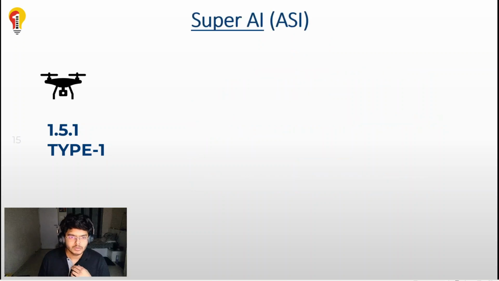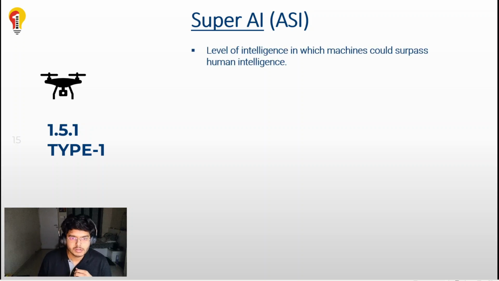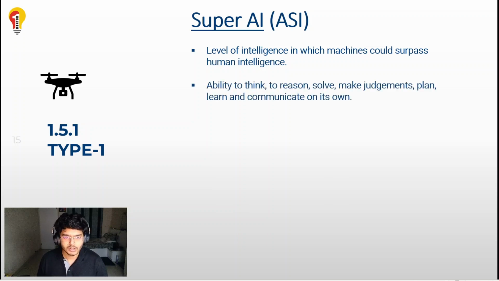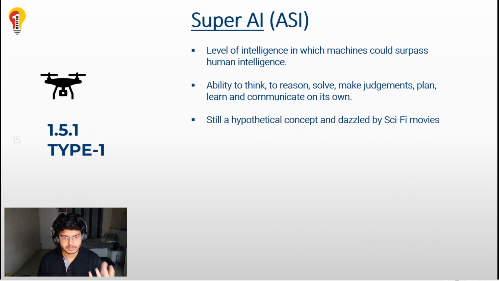Now let's jump to the third type, which is super artificial intelligence or artificial super intelligence. The level of intelligence in which machines could surpass human intelligence is termed as super intelligence, super intelligent AI. It has the ability to think, reason, solve, make judgments, plan, learn, and communicate on its own. So it doesn't need any human intervention or any human supervision to work. It is still a hypothetical concept and dazzled by sci-fi movies. So whatever the sci-fi bots, robotic creatures that you have seen on movies or shows, it's all hypothetical, and obviously it lies under super intelligence.